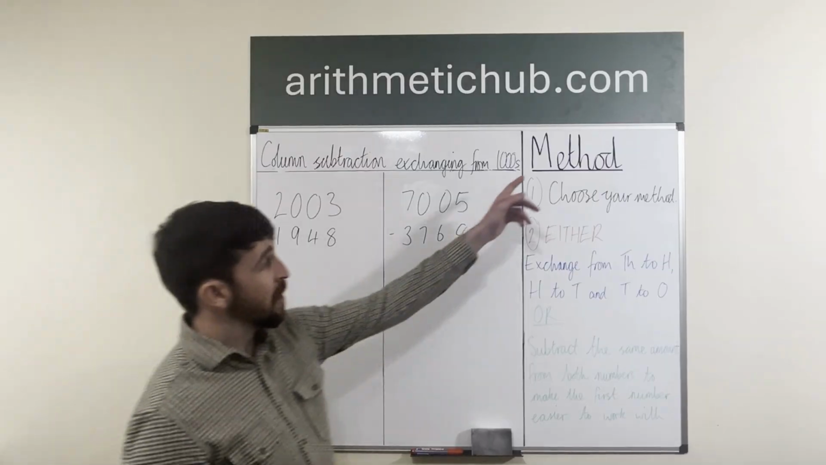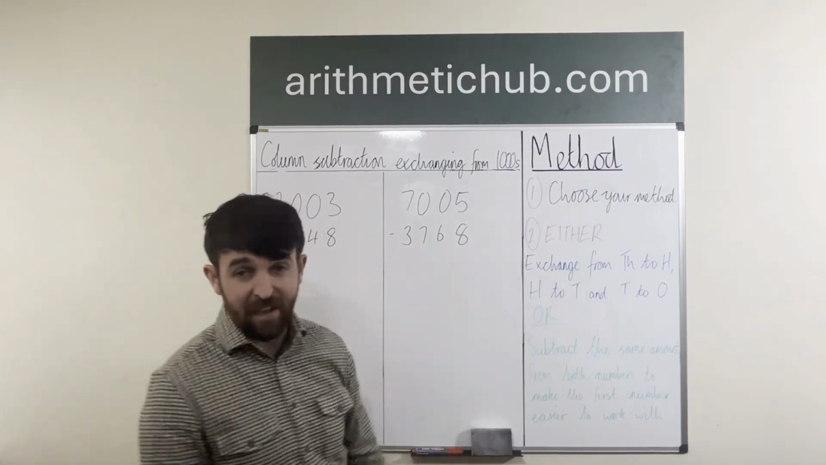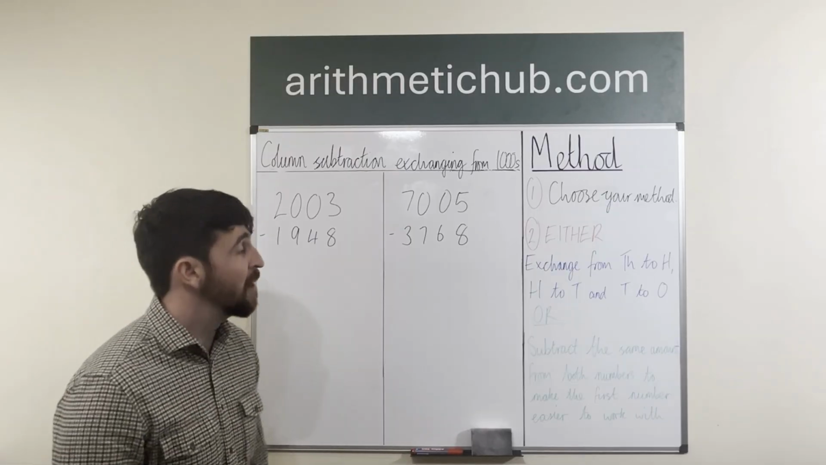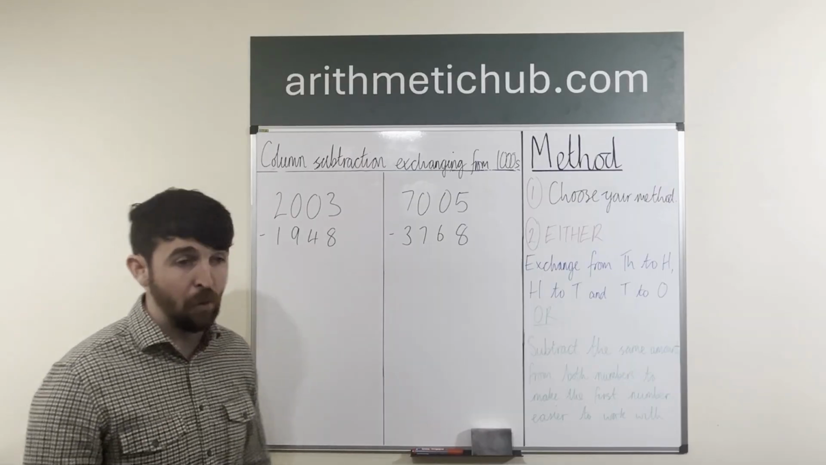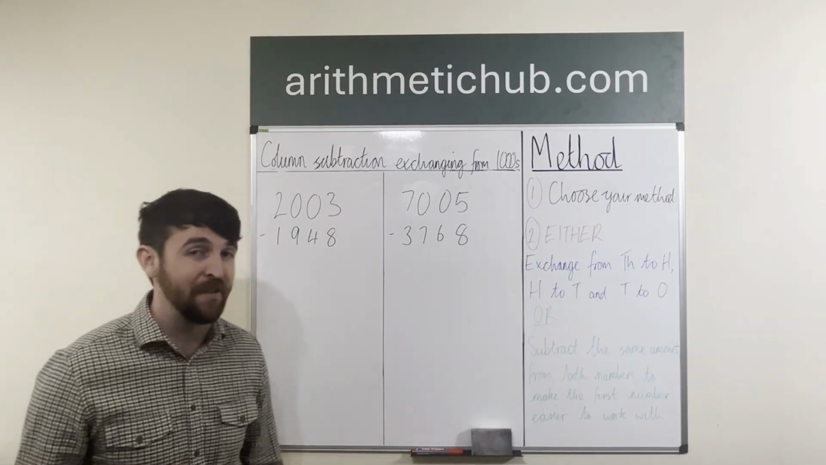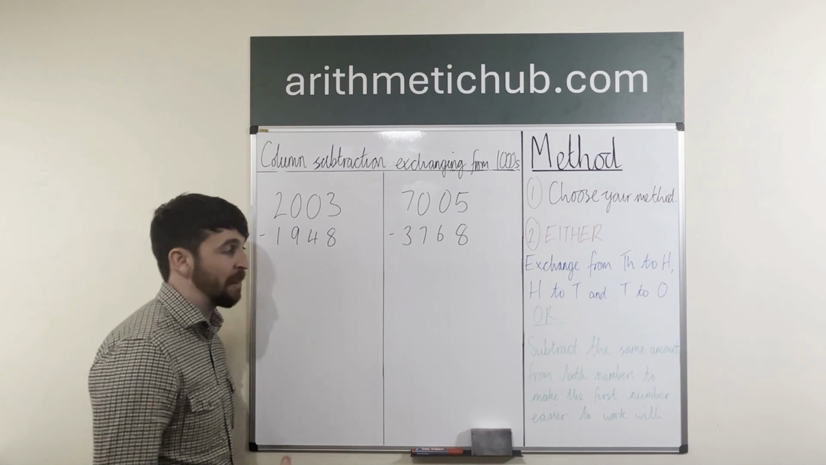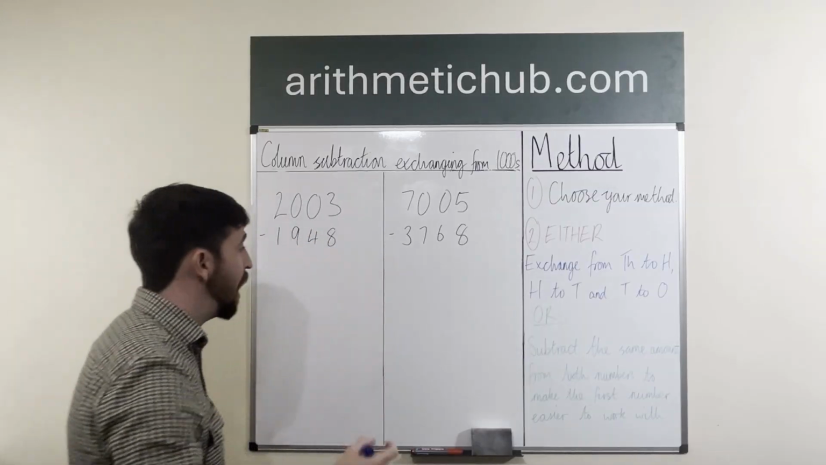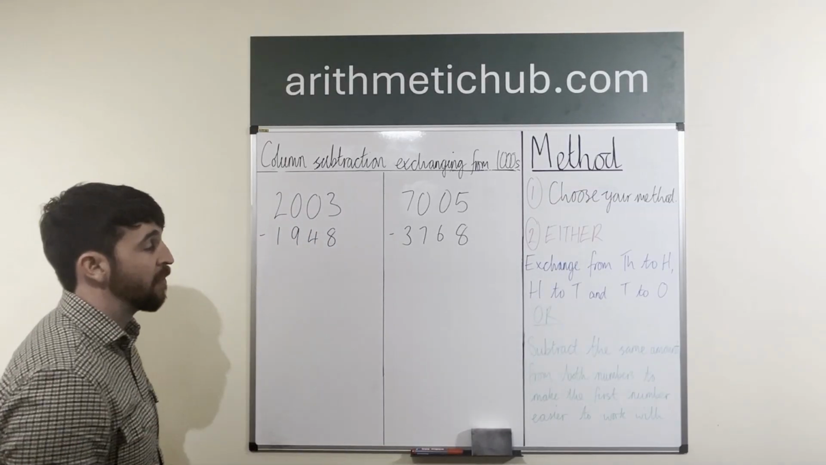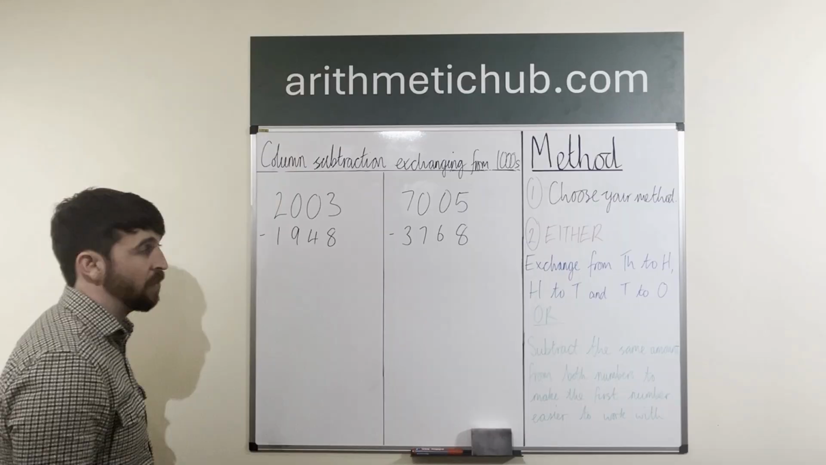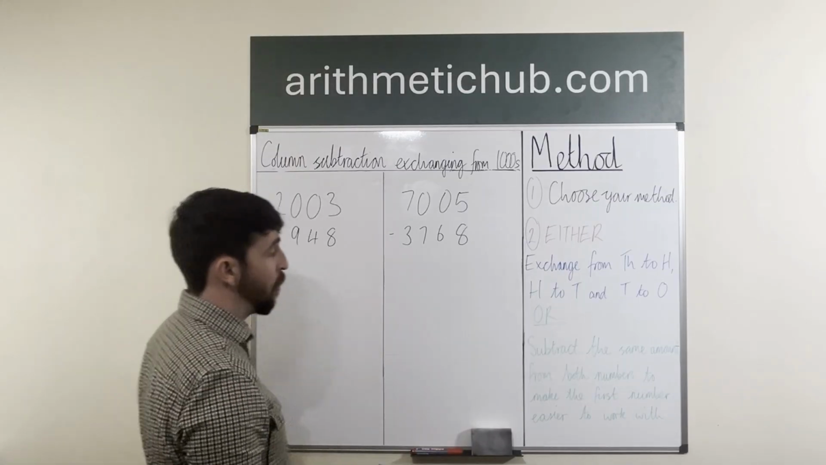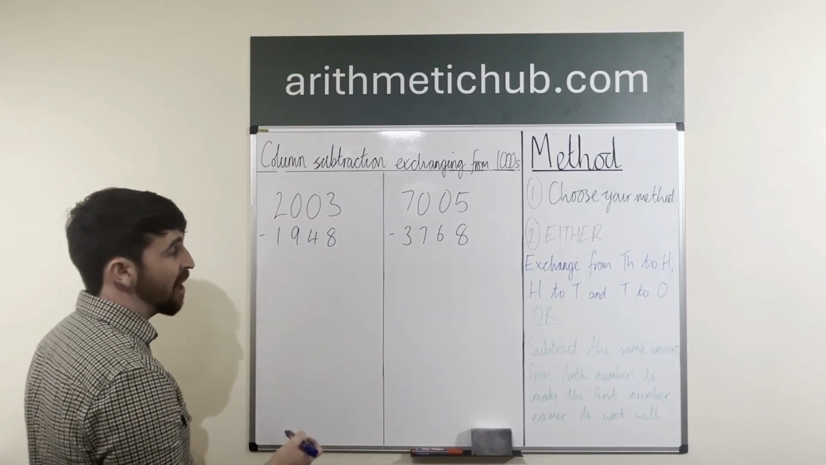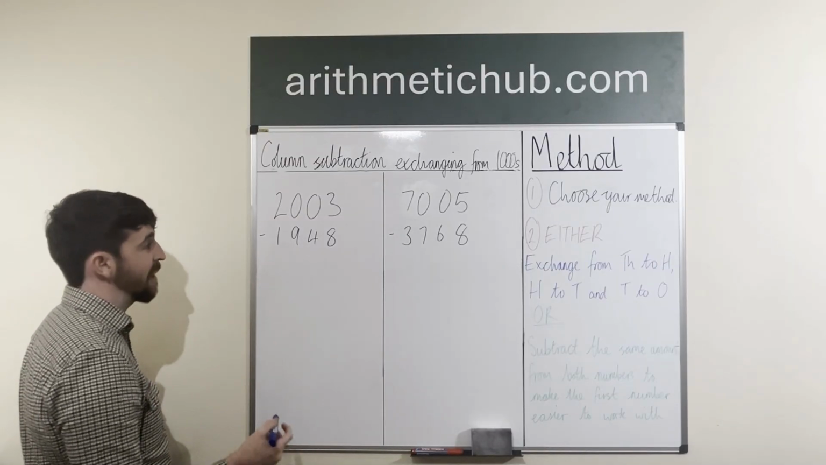Okay, so the first thing you need to do is choose your method. You need to pick one of these. Either one is completely fine, but don't half and half it and do half of one, half of the other, because that won't work and you'll get the wrong answer. So you can choose to exchange from the thousands to the hundreds, from the hundreds to the tens and the tens to the ones, or you can choose the other way. I'm going to start off with this way in the blue pen here. So exchange from the thousands to the hundreds, hundreds to tens, and tens to ones.